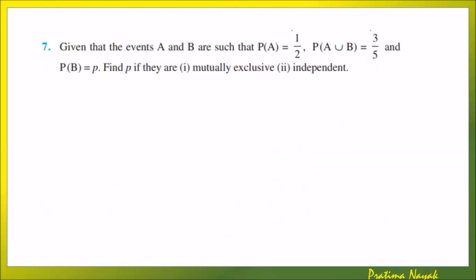Next is question number 7. Given that events A and B are such that PA is equal to half, P(A union B) is equal to 3 by 5, PB is equal to p, then find p if they are mutually exclusive. For mutually exclusive, P(A union B) is equal to PA plus PB, you know, PA plus PB.